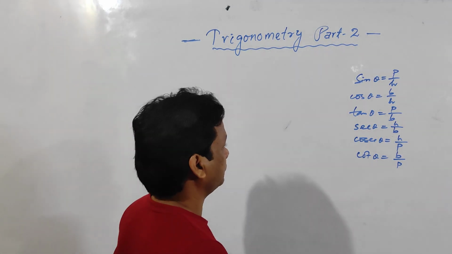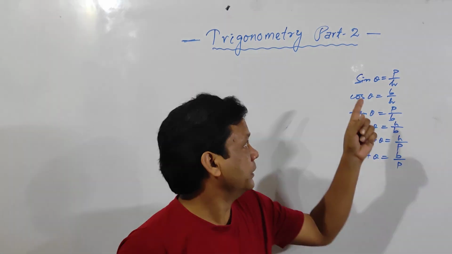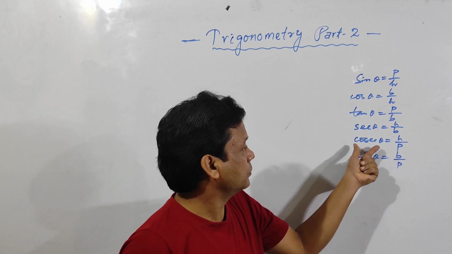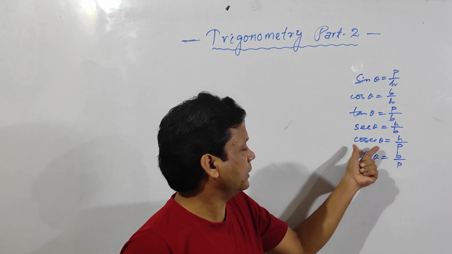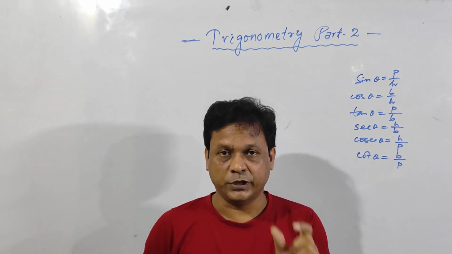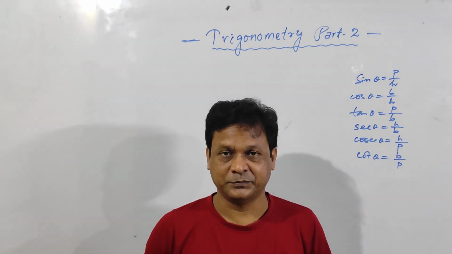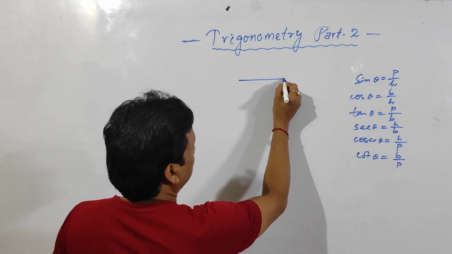So see here. Already I have told you the complementary function of sin is cos, and the complementary function of tan is cot, and the complementary function of sec is cosec. Already I have told you, because cos stands for complementary. Clear? Now see here. Let us draw a regular hexagon.